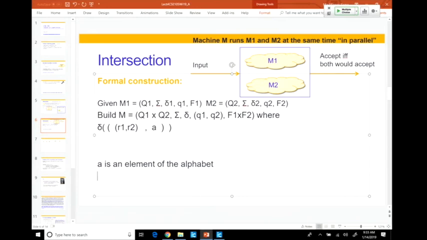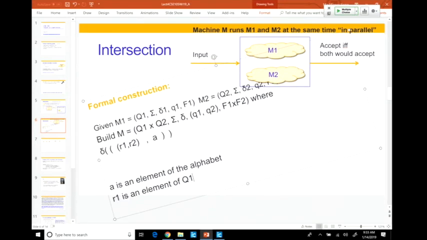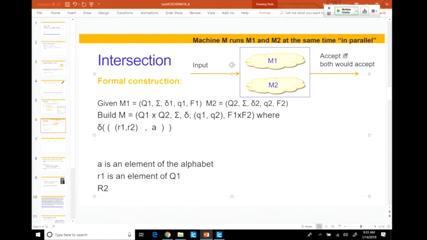Okay? So here R1 is an element of Q1, and R2 is an element of Q2. Now we get to define this transition function. Once we've spelled out all the symbols, how do we define the output of the transition function, so the next state in this composite machine, if we were in R1, comma R2, so M1's in R1, M2 is in R2, and we read the input symbol A.